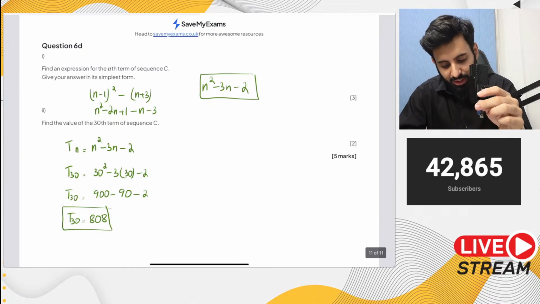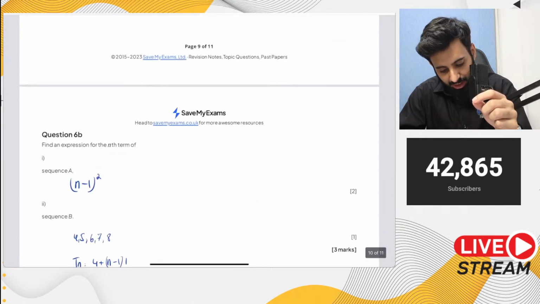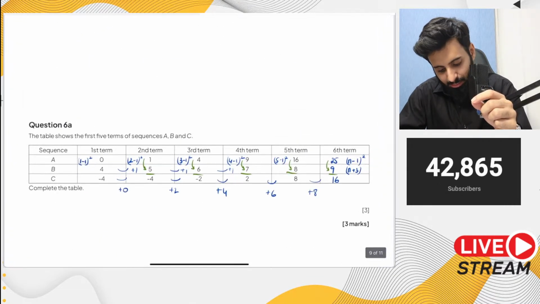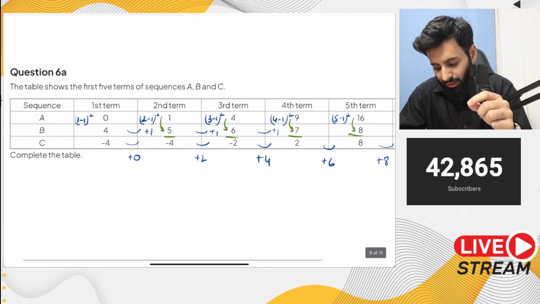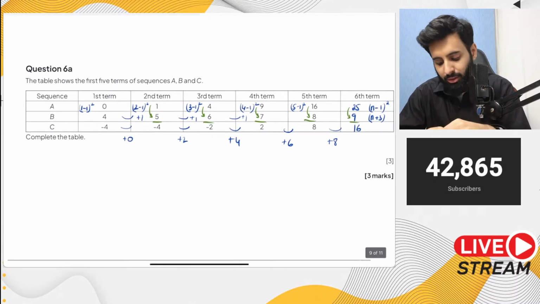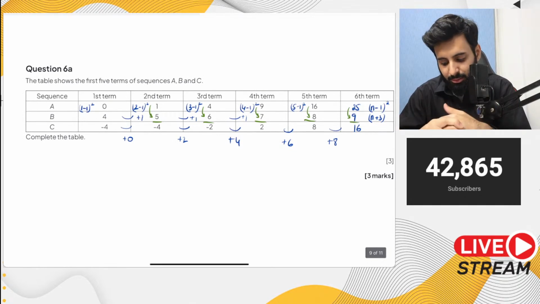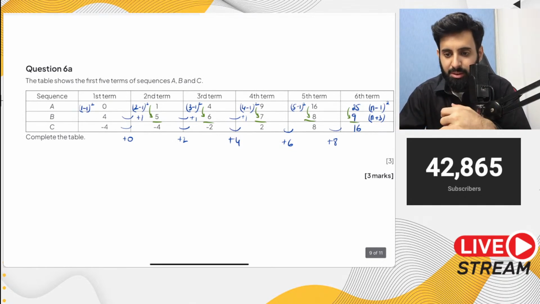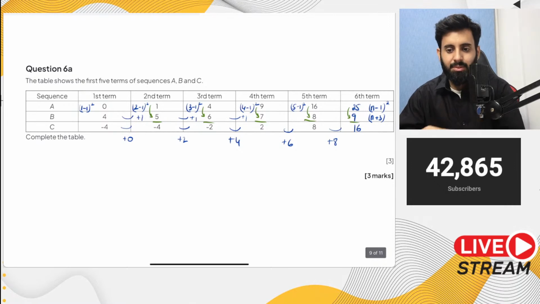Could you do sequence A again? Okay, so sequence A is simply the square of one less than the term that you're on. So if you're on the third term, you're squaring 2. If you're on the fourth term, you're squaring 3. If you're on the fifth term, you're squaring 4. So if you're on the nth term, you would square one less than n.